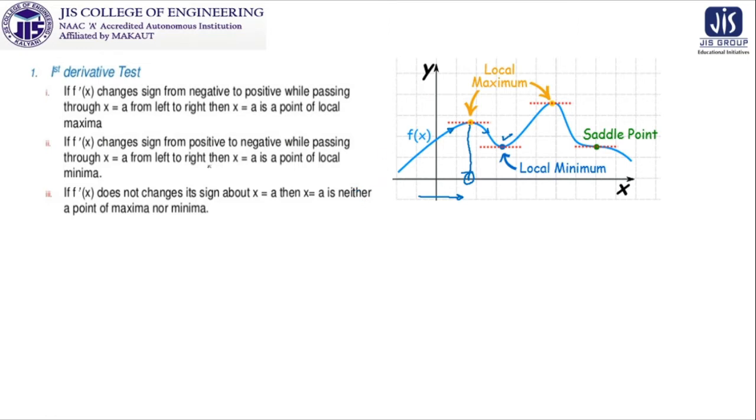But if f'(x) does not change its sign about x equal to a, then x equal to a is neither a point of maxima nor minima. We can take this point also, we can take this point also. In both cases, f'(x) does not change the sign. But what is the difference between these two? Here the tangent is not parallel to the x-axis while passing from this point to this point. But when passing from this point to this point, at a particular point we get a tangent that is parallel.